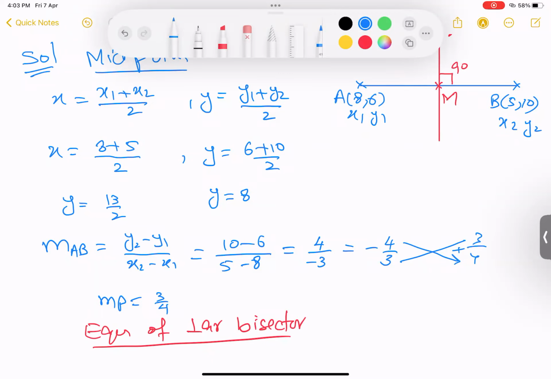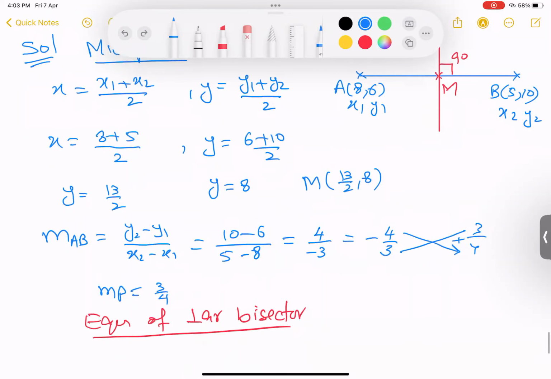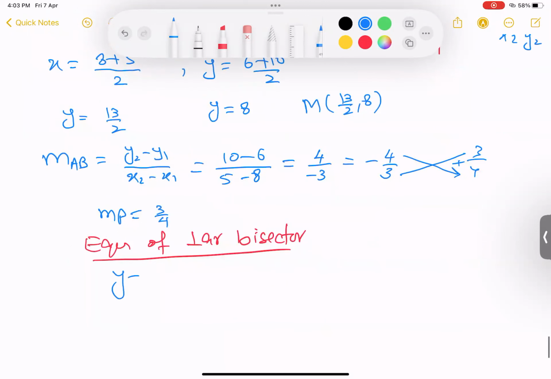So the point is here, I did not write it, I'm writing now: (13/2, 8). This is a point and this is a gradient. So I'm going to use the formula y equals mx plus c. In the place of y, I'll use 8. In the place of x, I'll use this. In the place of m, I use this. m is 3/4 and x is 13/2.